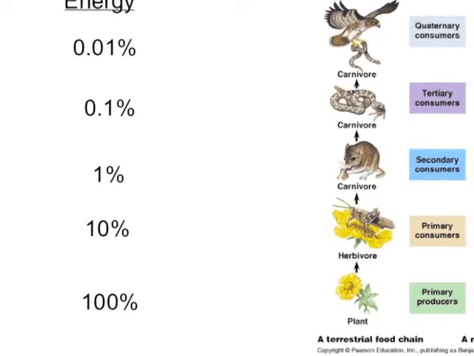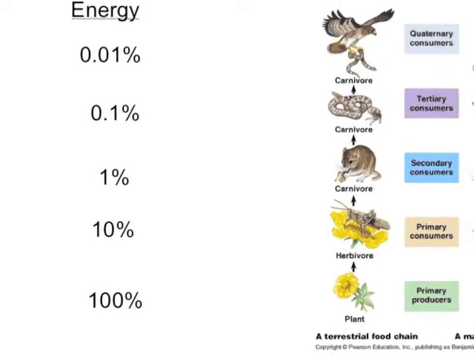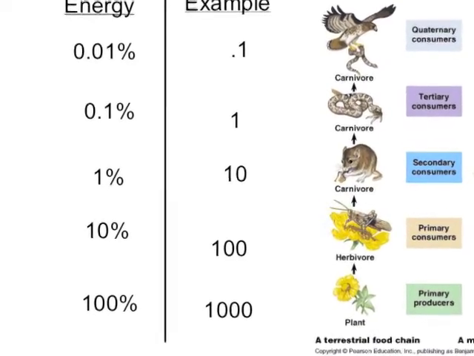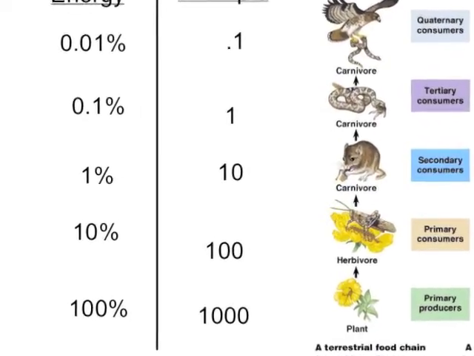Here's a handy chart so you can keep track of how much energy is gained at each trophic level. This is an example. Notice how the decimal moves with each trophic level.